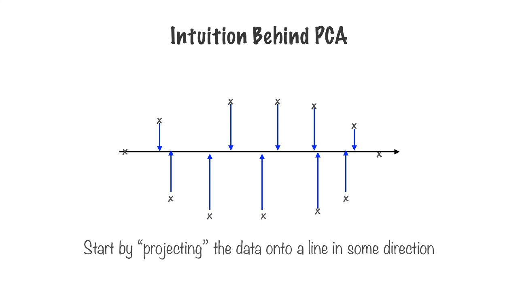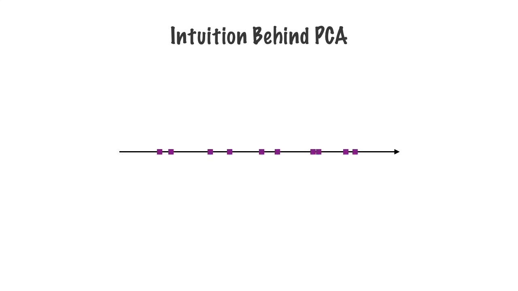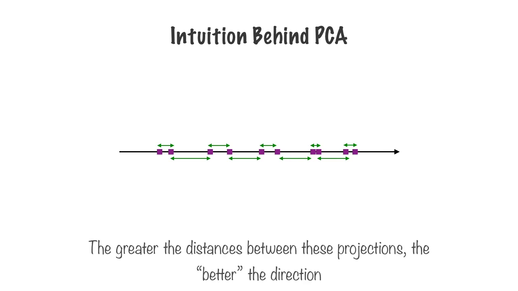How good this projection is and how good this particular axis is to represent the data that you see on screen is determined by the distances between the points on this line. The greater the distances between these projections, the better the direction of the line that you've chosen. You can intuitively tell that if the distances between these points are larger, then a lot of the information contained in the original data points have been captured by the projected points on this line.